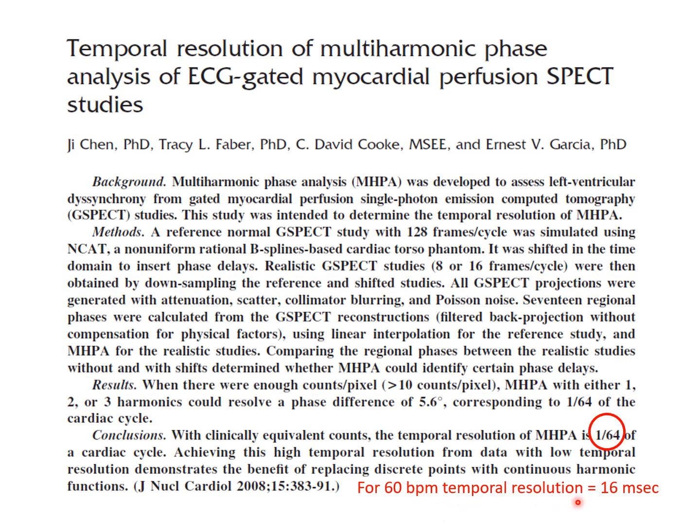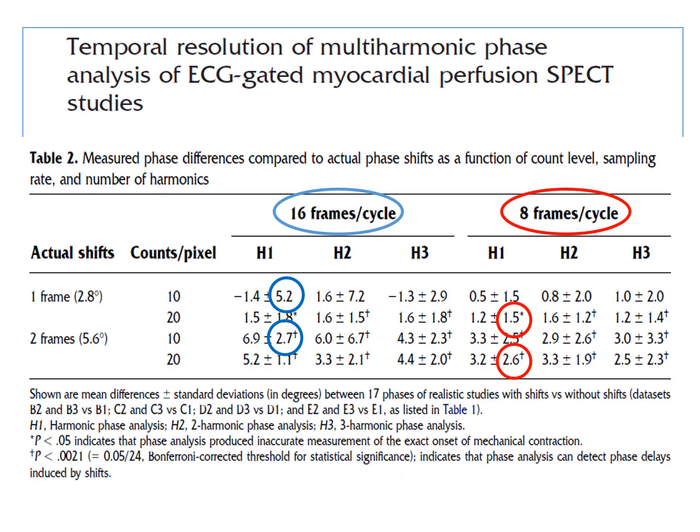the temporal resolution would be 16 milliseconds. So 60 beats per minute, 1 second per beat. Temporal resolution will be 1/64th of that, or 16 milliseconds. Much better than 1/8 of the cardiac cycle. The other question is, wouldn't 16 frames per cardiac cycle give you better temporal resolution? In the same article, he showed that what is important, in fact, is the number of counts per cardiac cycle.